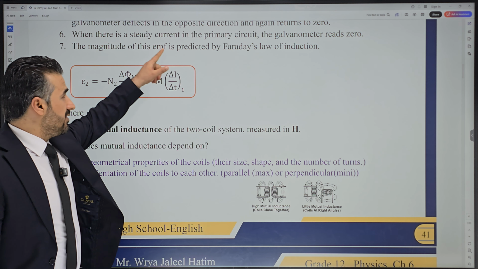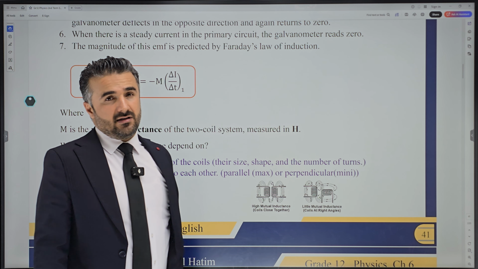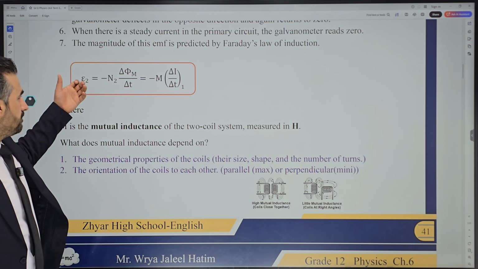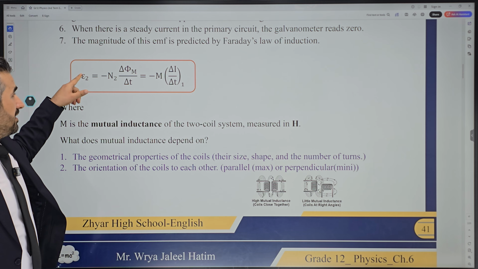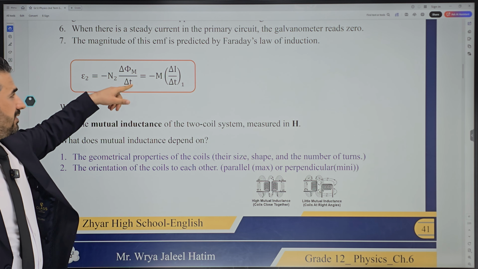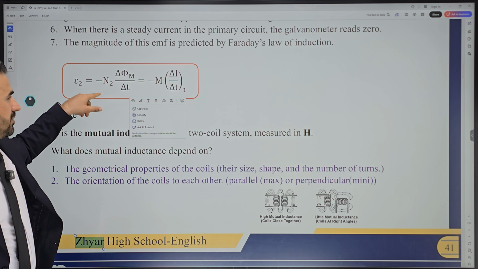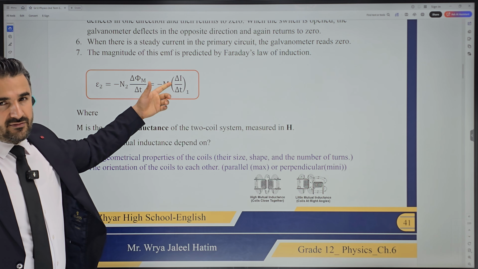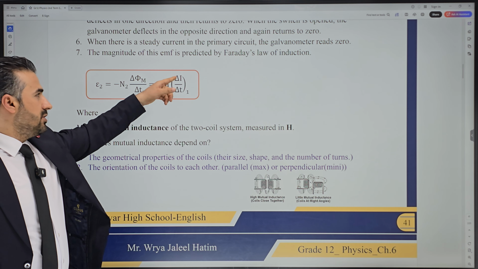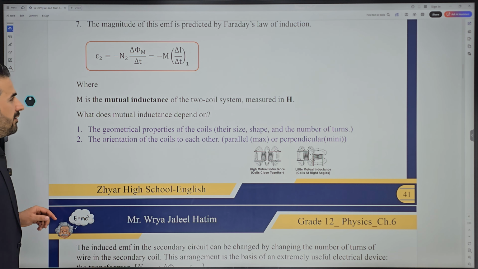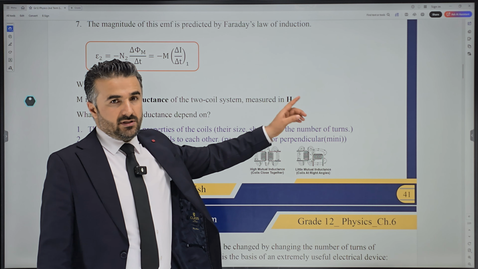The magnitude of the EMF is predicted by Faraday's law of electromagnetic induction. The induced EMF in the secondary coil is negative N2, the number of turns of the secondary coil, times the change in flux over time. That equals negative M, which is the coefficient of mutual inductance, times the change in current over time in the primary coil, where M is the mutual inductance of the two coils, measured in Henry.